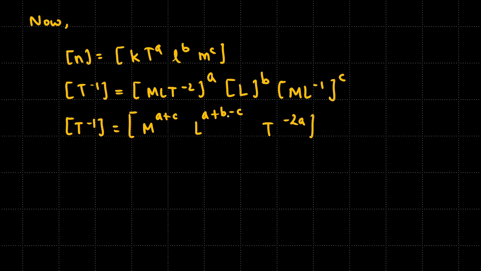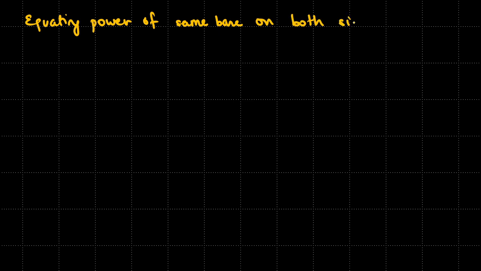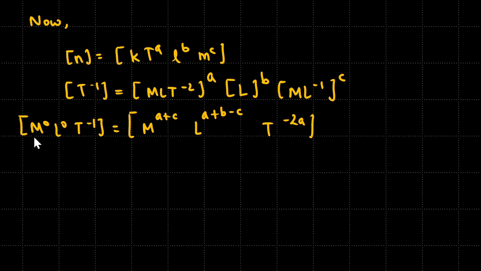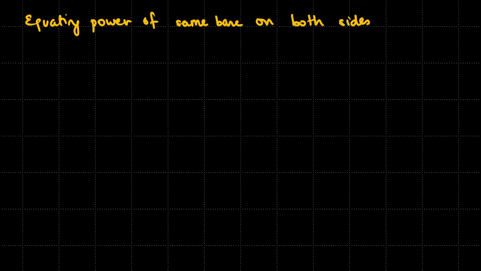So now we can compare the LHS and RHS, equating powers of the same base. Here you can also write the left side as M0 L0. So equating powers of the same base on both sides to get the relevant equations. Checking out m, we get 0 must be equal to A plus C. So let's write A plus C must be equal to 0. Let's call this equation number 2.